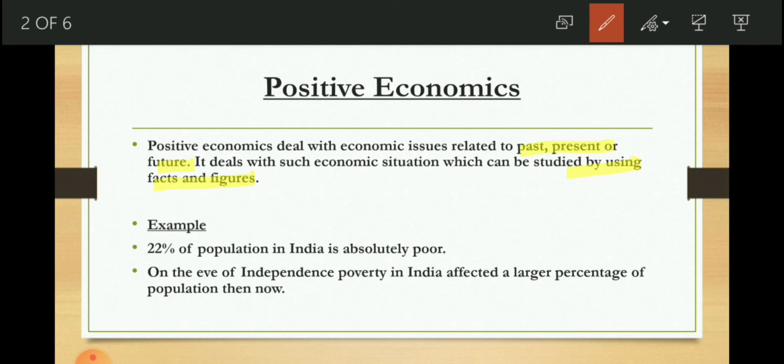But here we are talking about a positive statement. A positive statement basically tells us that this is a particular economic situation or a particular economic issue, and this is the fact which proves whether this economic issue or situation is prevailing or not.